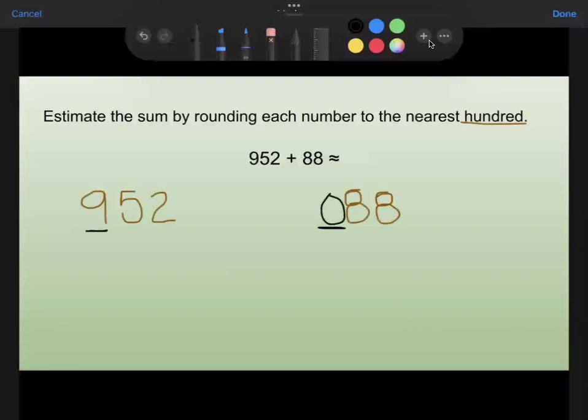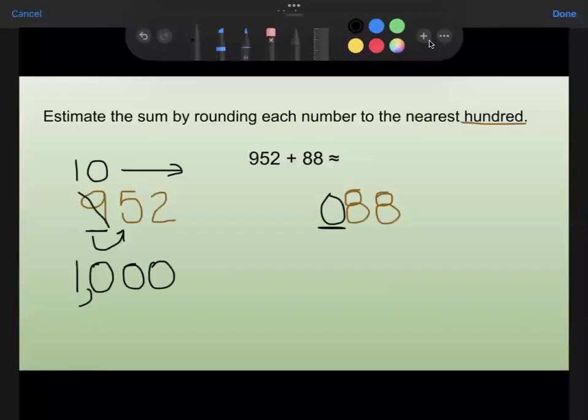So back to the 952, if I look right next to it, the number next to it is 5 or more. So that means I need to raise up 9 to the next biggest number, which is 10. So that means I'm going to have 10 written here, or 1,000 something. The rest of these become zeros. So that means 952 rounds up to 1,000. Even though we're rounding to the nearest hundred, there were too many hundreds. So we had to round up to 1,000.